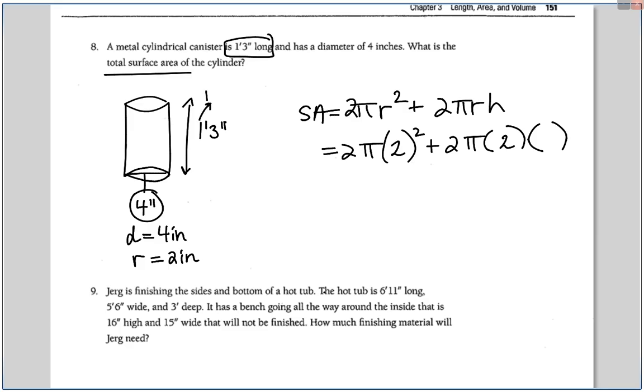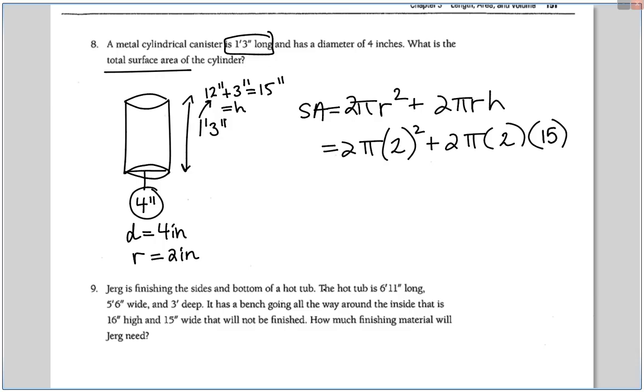1 foot is 12 inches plus these 3 inches, so altogether 15 inches is the height. That goes here, times all these numbers. I would just write it down exactly how I see it in my calculator. You need a scientific calculator that has brackets and powers to make this work. Otherwise you have to do it all separately, and it's very annoying.